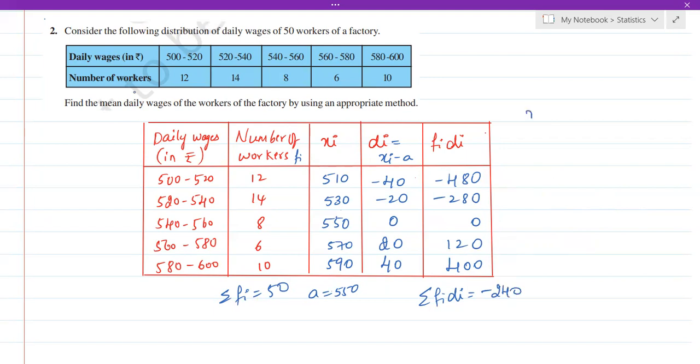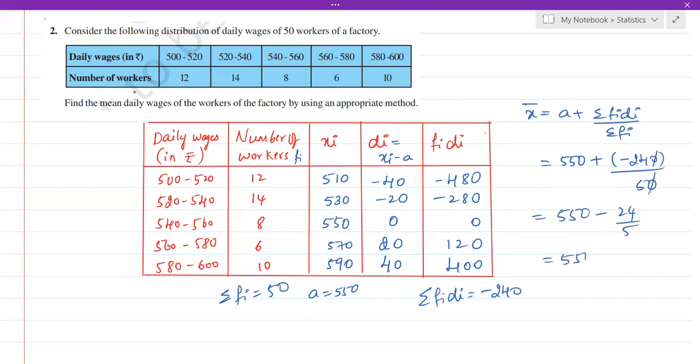Now let's use the formula for x bar. In the assumed mean method, it is a plus summation fi di by summation fi. So the a value, as we know, is 550, plus summation fi di is minus 240, divided by summation fi is 50. So 550 plus into minus is minus. Here the 0, 0 get cancelled. We are left with 24 by 5. So 550 minus 24 by 5. If you divide it, you get 4.8.